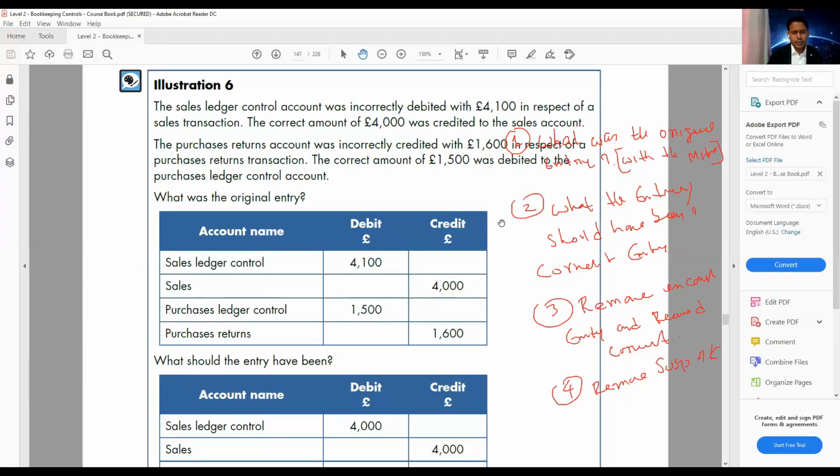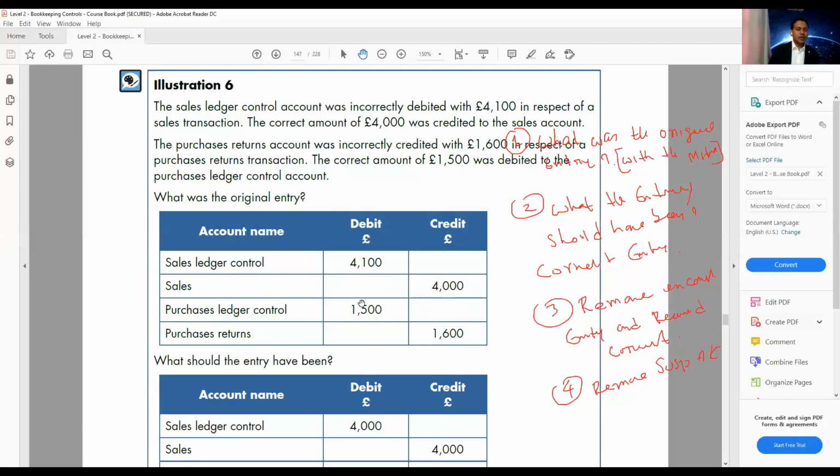So I'm saying my sales is 4,000 and sales ledger control is 4,100. That cannot be possible, isn't it? Because we know the debit and credit side has to be equal. We cannot just say sales ledger control is 4,100 and sales is 4,000. So there is a difference here, 100. And there is another entry: purchase return was incorrectly credited 1,600, and the purchase ledger control account that is debited is 1,500, correctly. So here I'm writing 100 pound less, and here I'm writing 100 pound more. Because of that, they will cancel each other.